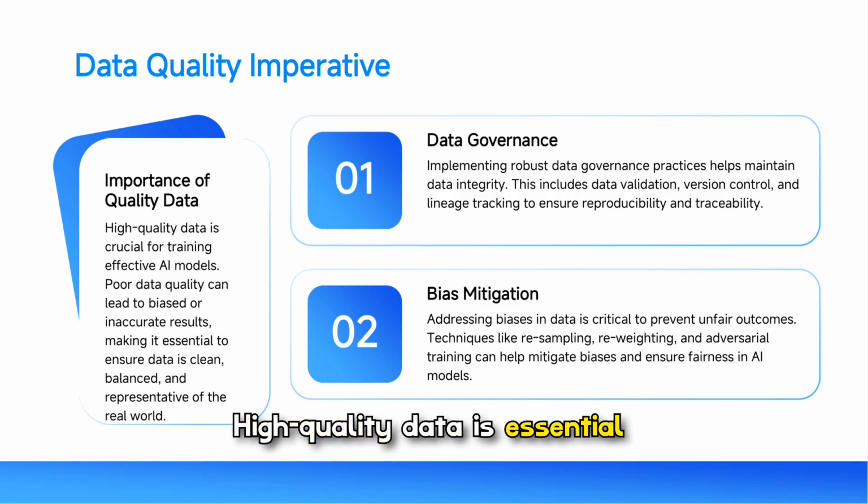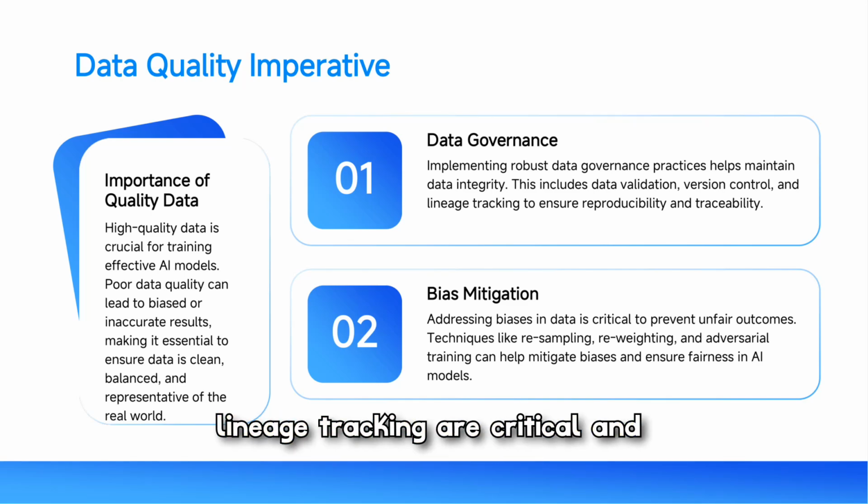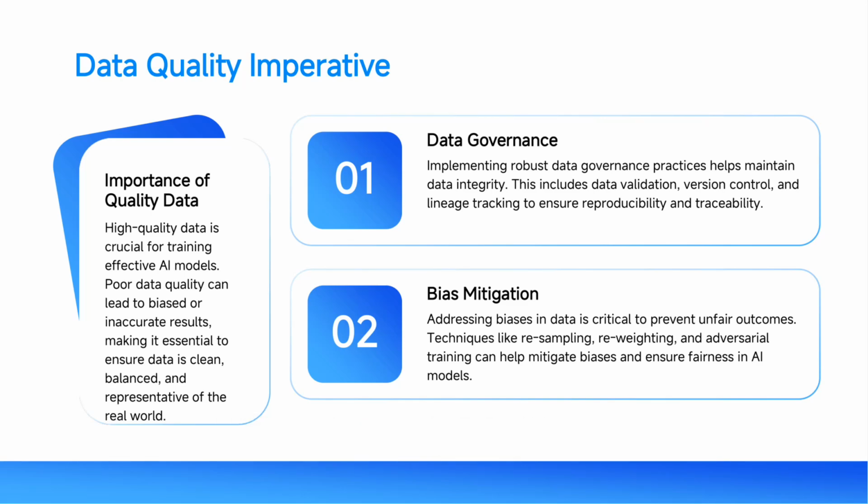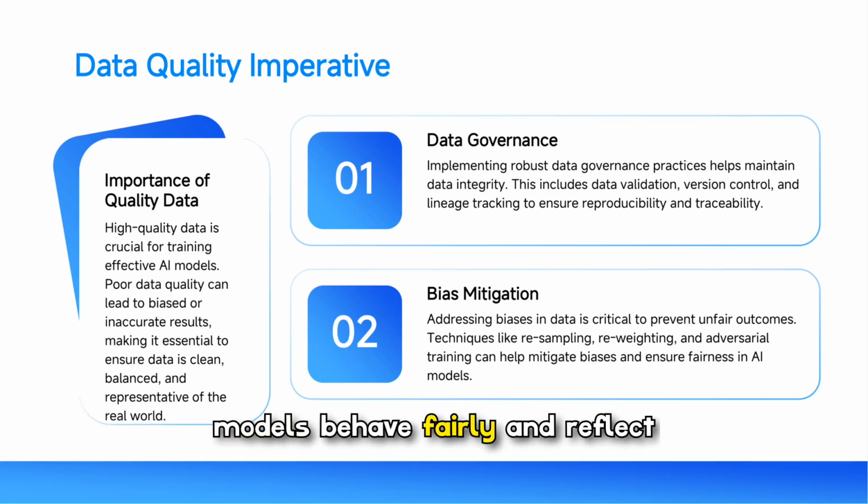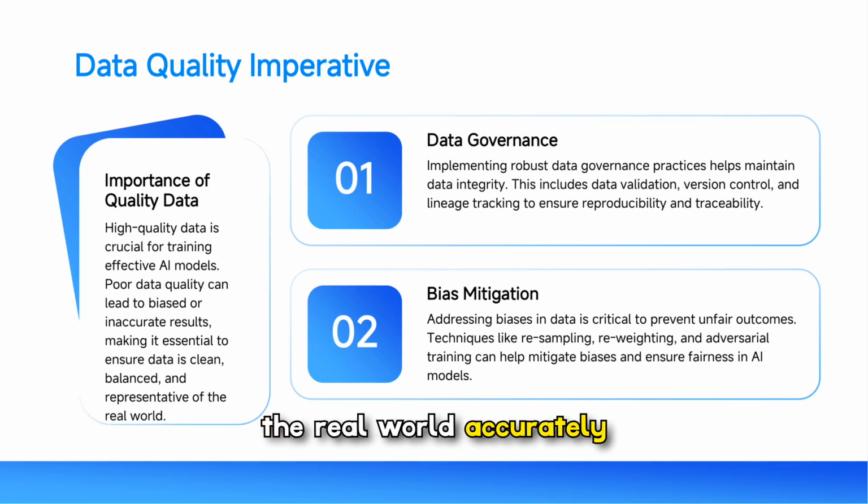High-quality data is essential because flawed inputs lead to flawed outcomes. That's why governance practices like validation, version control, and lineage tracking are critical, and why bias mitigation techniques like resampling or reweighting must be used to make sure models behave fairly and reflect the real world accurately.